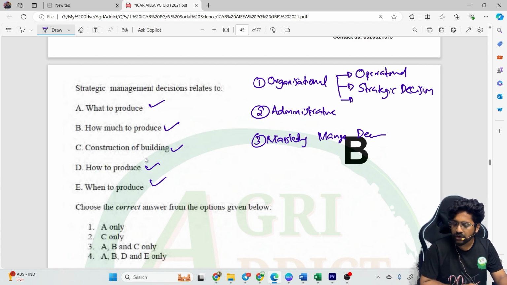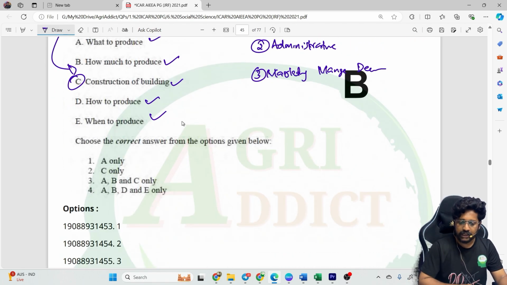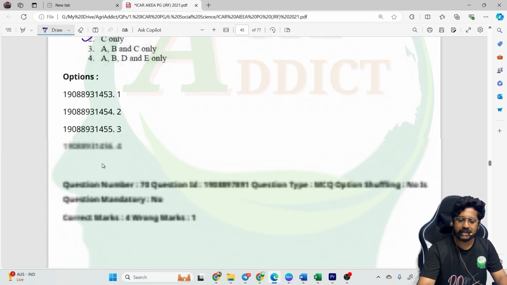And when it comes to strategic management decisions, construction of a building is actually a thoughtful process, because we cannot frequently construct buildings. So it actually needs severe thought. It also has too much investment. So therefore C is a strategic management decision here. So therefore the answer will be C only. So the second option will be the correct answer here.